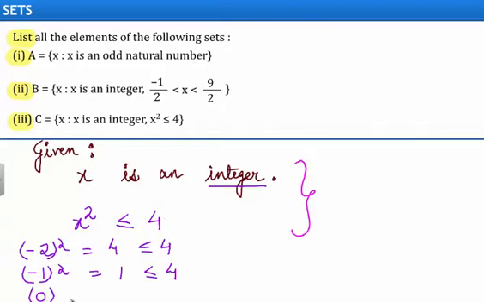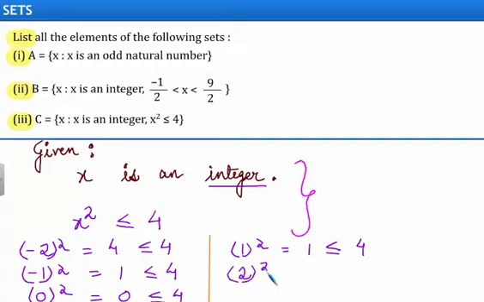Then we have 0 square is equal to 0. So this is also less than or equal to 4. Now we have 1 square which is equal to 1. So this is also less than or equal to 4. Then we have 2 square. So this is also equal to 4. So this is less than or equal to 4. So we have minus 2, minus 1, 0, 1 and 2 as the values of x.